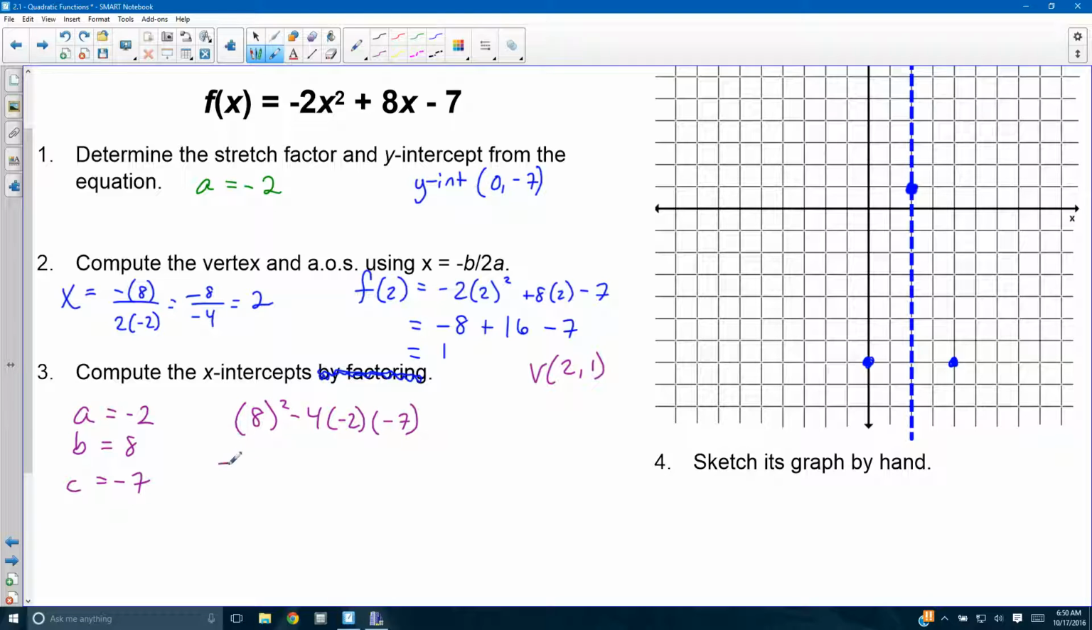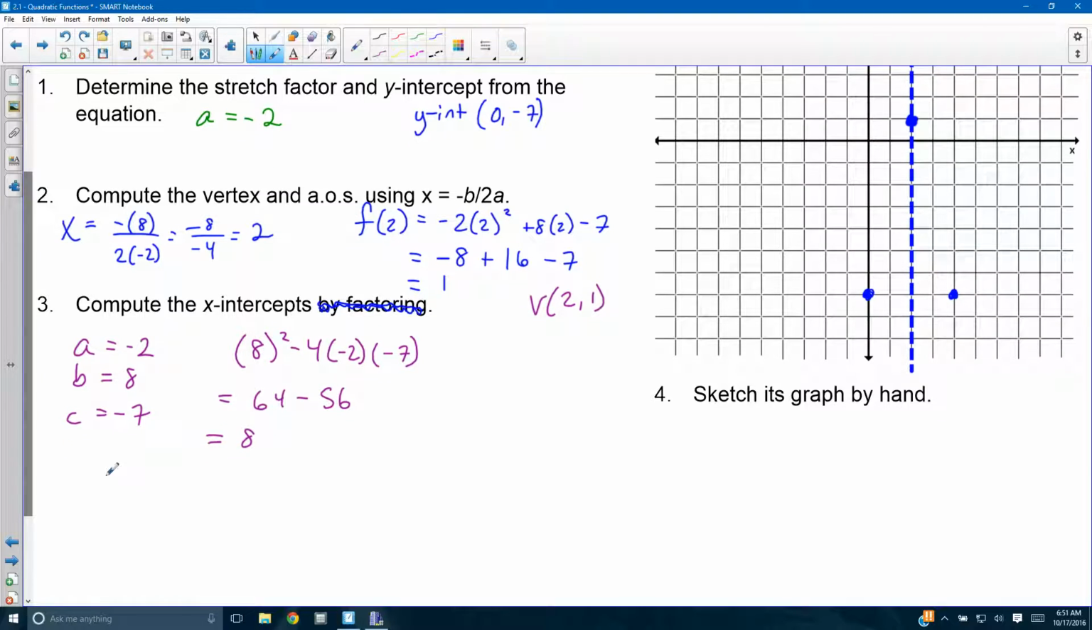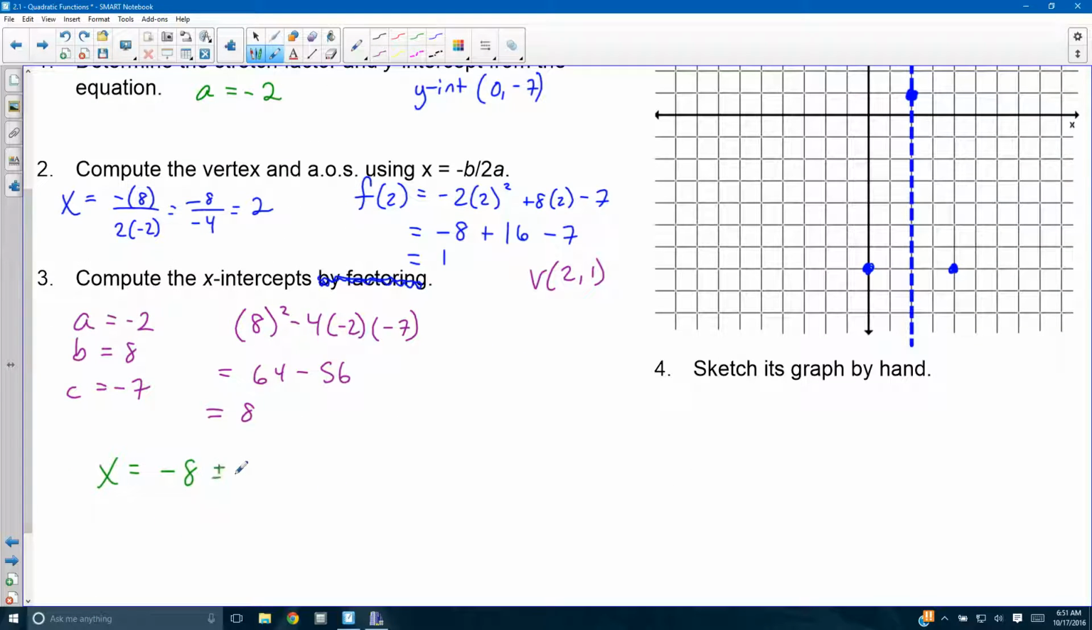Okay, we're going to get 64 minus 8 times 7, which is 56. So that's 8. So not a perfect square. 9 is a perfect square, but not 8. So anyway, as I'm doing this problem here, we're going to get x equals negative b, negative 8, plus or minus the square root of b squared minus 4ac all over 2a.